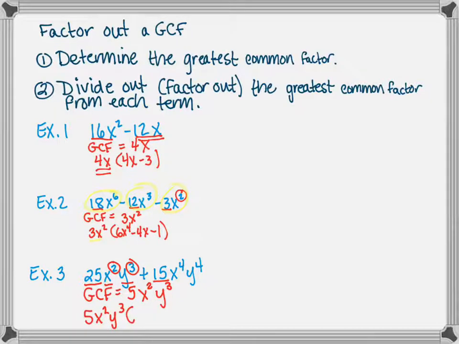Now I need to divide that out of all my terms. 25x squared y cubed divided by 5x squared y cubed is 5, plus 15x to the fourth y to the fourth divided by 5x squared y cubed is 3x squared y.